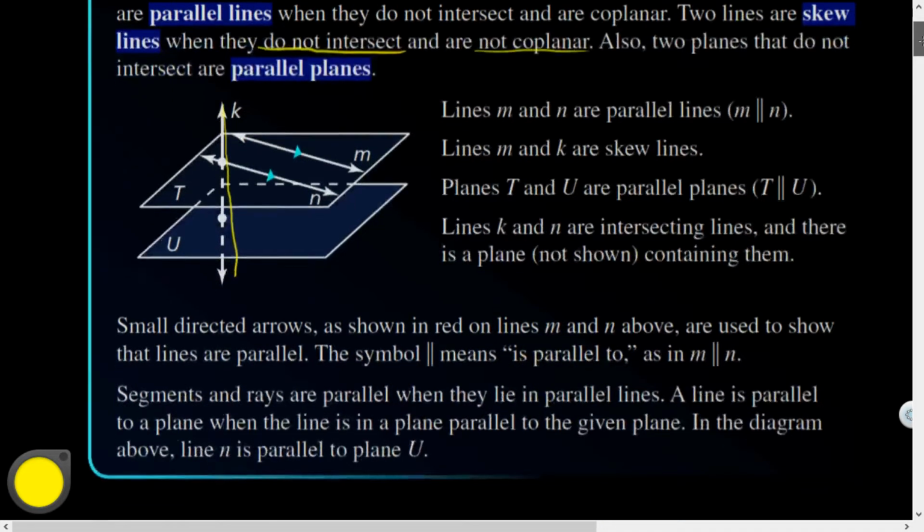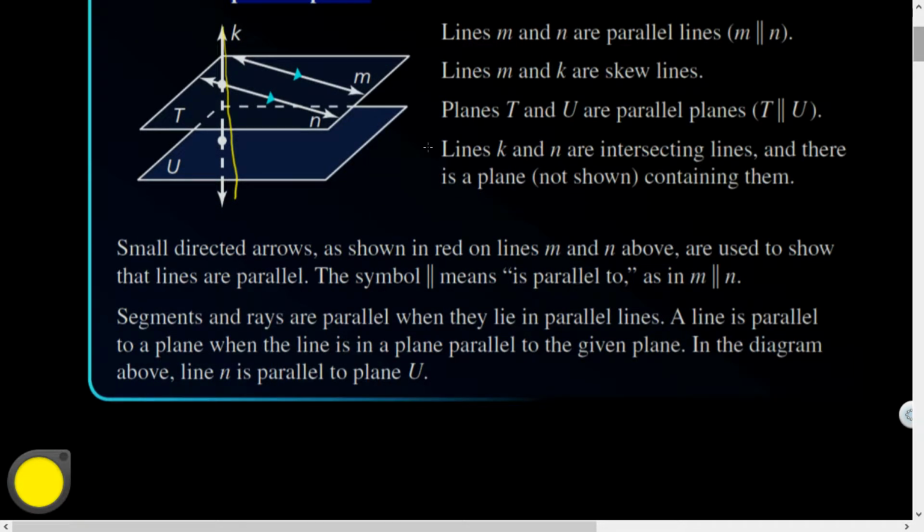We also notice that the small little triangle arrows denote lines that are parallel to each other. If you have multiple pairs of parallel lines, I could use little tick marks, right? So any lines with a single arrow are parallel. Any lines with a double arrow are parallel to each other. You can have triple arrows for parallel.